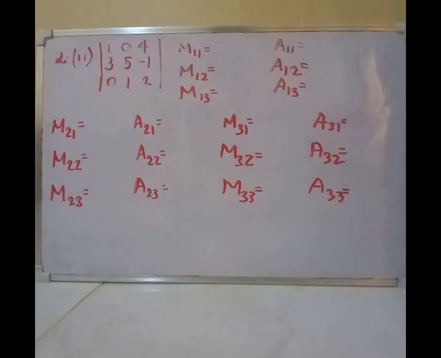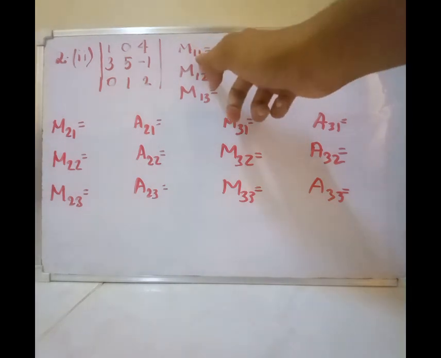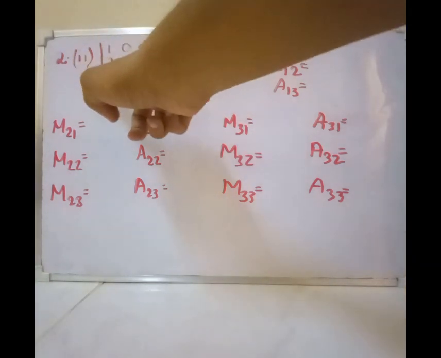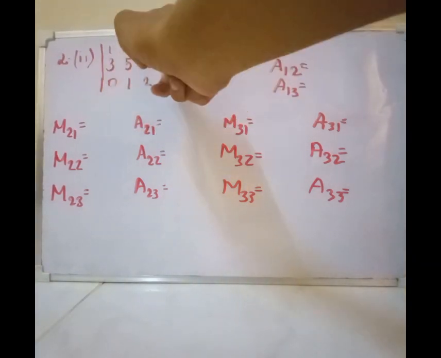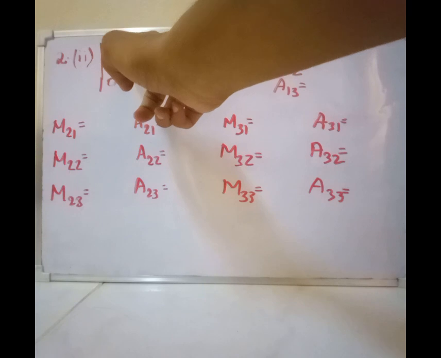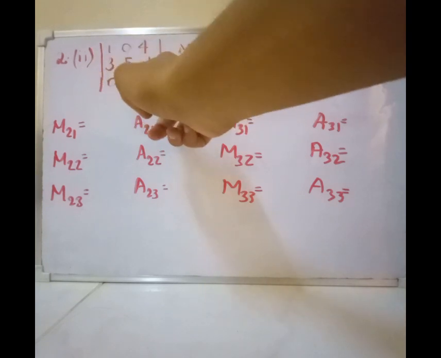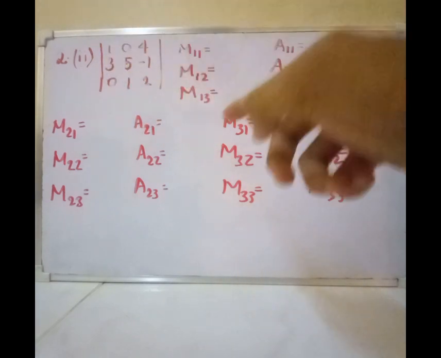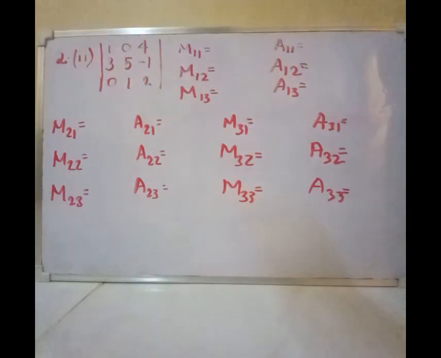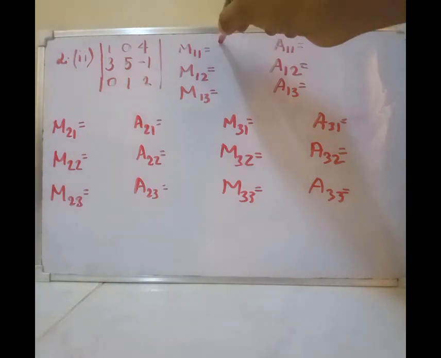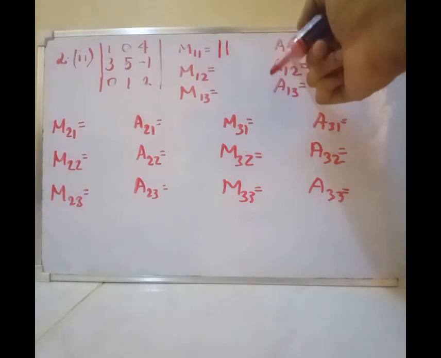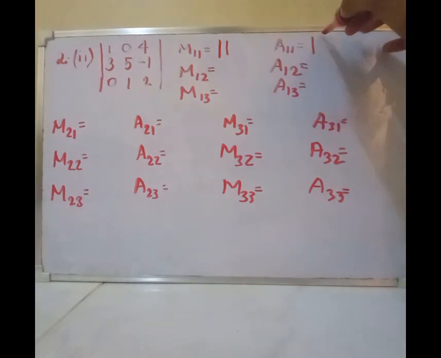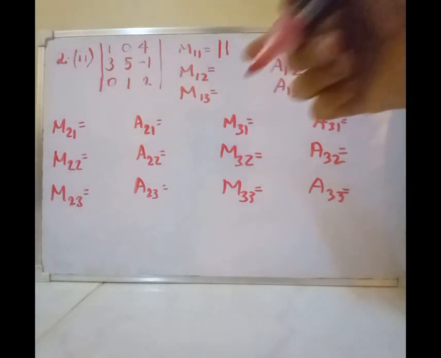Now let's do the second sub question. So first let's find out what is M11. So cancel out the first row and first column. So these 4 elements will be left out. Take the determinant. 5 into 2 would be 10, and 10 minus 1 into minus 1 is minus 1. So 10 minus minus 1. So 10 plus 1, it will be 11. So A11, 1 plus 1 is even number. So write the same minor itself for the cofactor.